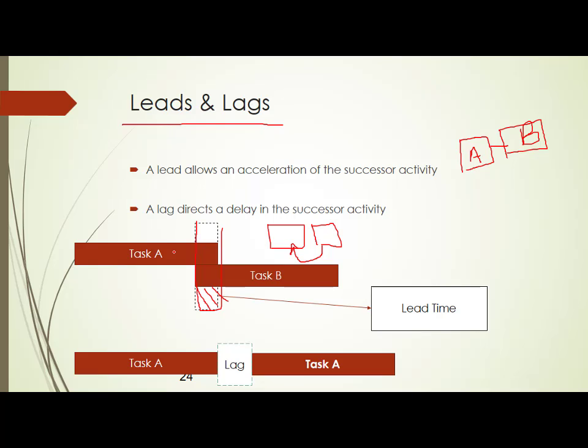What is the advantage of having a lead? You are accelerating the successor activity. Your successor activity would normally start after the completion of the photo shoot, but since you have a very strict timeline, you cannot wait till task A completes. So you push the successor activity inside task A, and both of them run parallelly. This is called the lead phenomenon in scheduling.